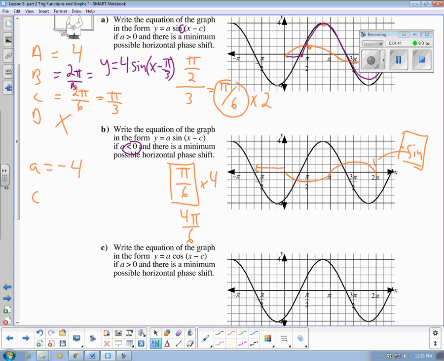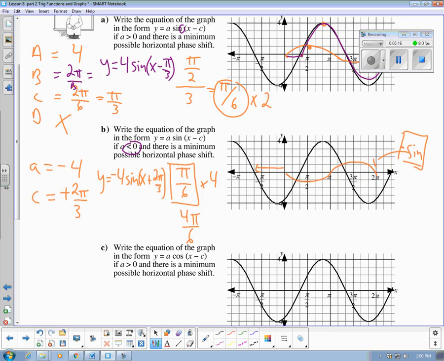So is that a positive or a negative value? I'm shifting to the left. Is C positive or negative? Remember, it's opposite. Shifting to the left is like adding. And would you make it 4 pi over 6, or would you change it? 2 pi over 3, awesome. So this graph gets written as y equals -4 sine x plus 2 pi over 3.